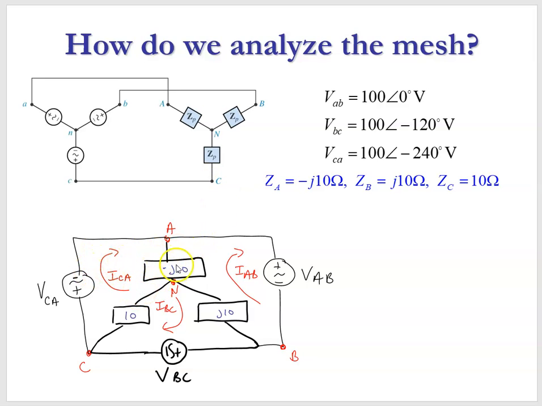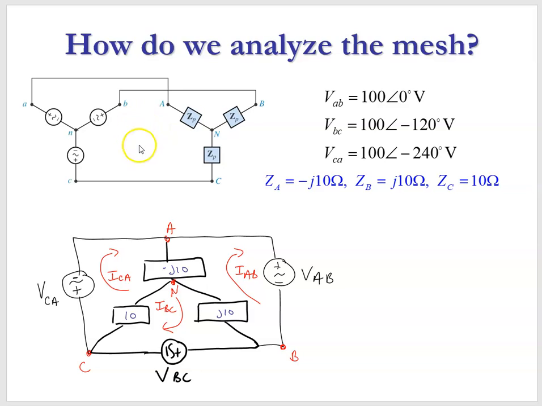So there's one mesh, and here we have our second mesh between A and B. Here, what we have is our AN in this direction and BN in this direction. So we want to make sure we draw this correctly so it's easy to then do our mesh analysis. So now let's go ahead and do a mesh analysis on this circuit.